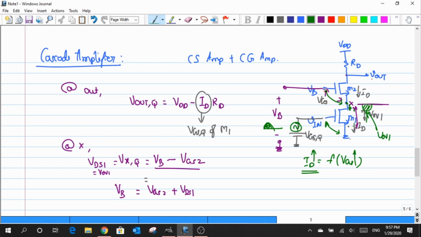So how will I increase the value of VGS2? Because we know that the gate potential is already fixed to a potential which is VB. But the source has no fixed potential, so it can lower. So in a way, it is trying to push this node X towards the ground in order to have enough room for its new value of VGS2 to be accommodated, such that the increased ID flows through this M2 transistor. So that is how this Vx potential is pushed down from the Q point.